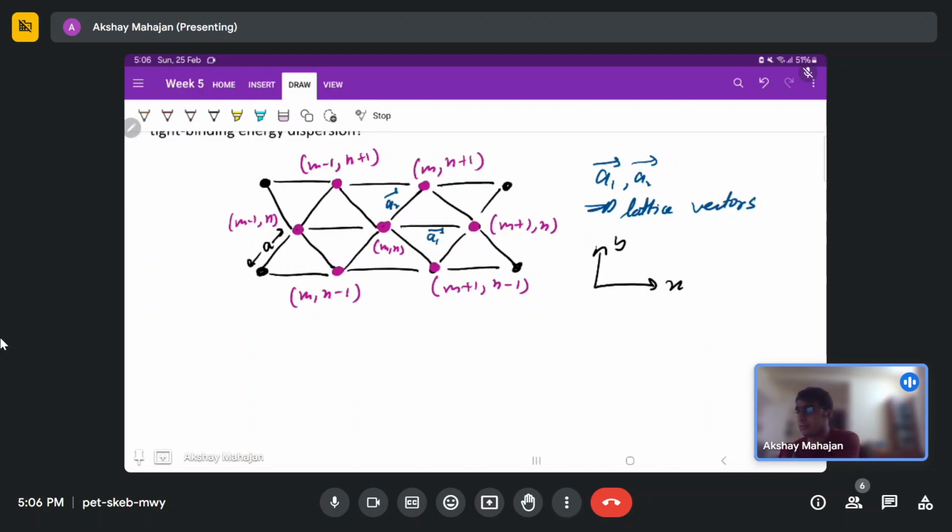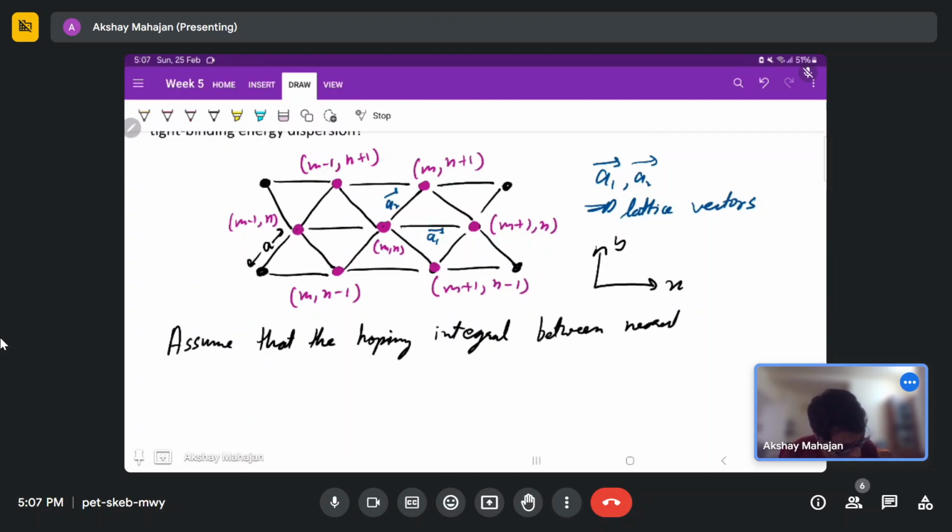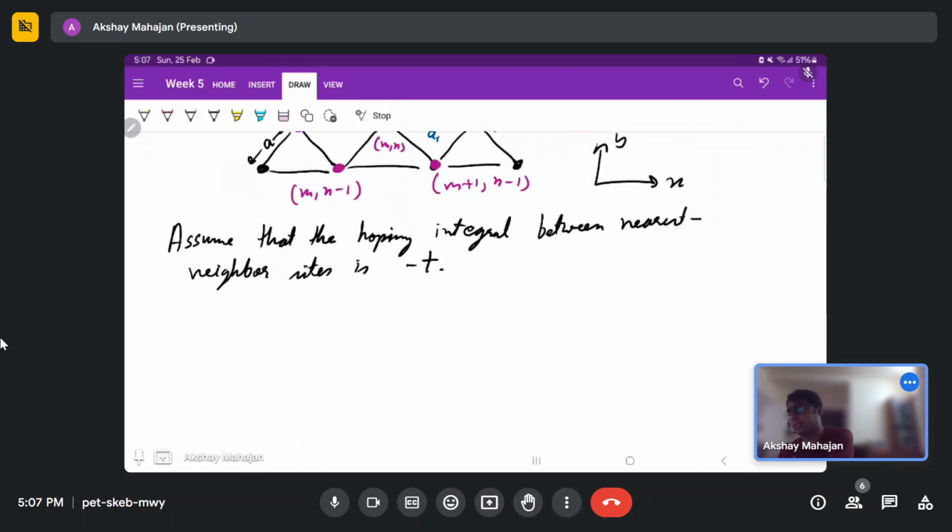Okay, now assume that the hopping integral between nearest neighbor sites is minus t. Okay, again we are just assuming this hopping integral to be minus t.